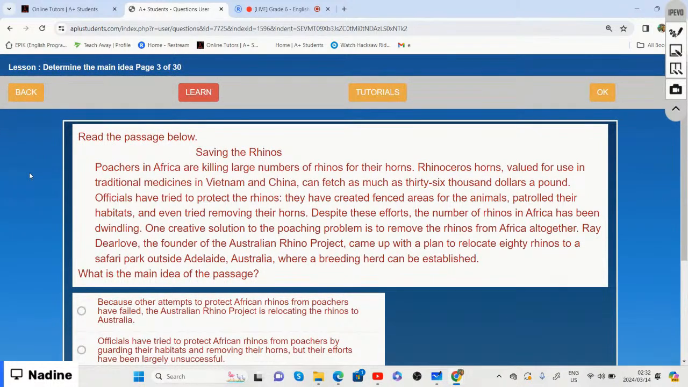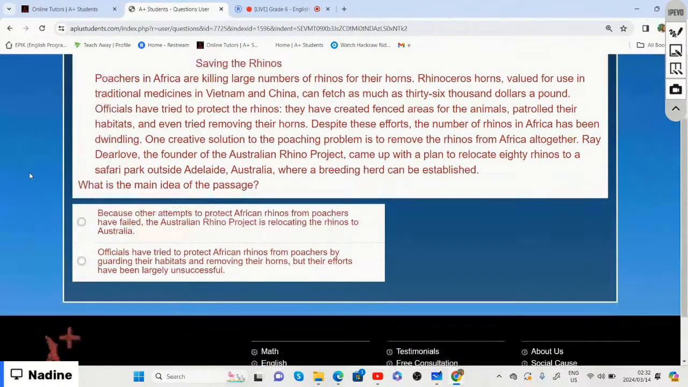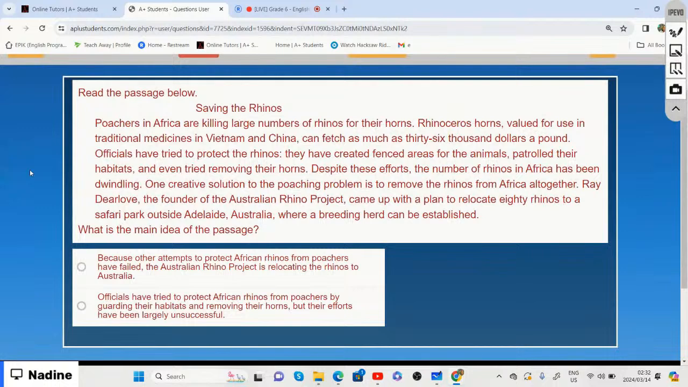All right, we are now on saving the rhinos. Poachers in Africa are killing large numbers of rhinos for their horns. Rhinoceros horns are valued for use in traditional medicines in Vietnam and China, and can fetch as much as $36,000 a pound.